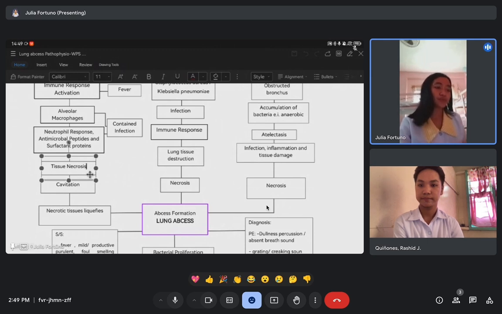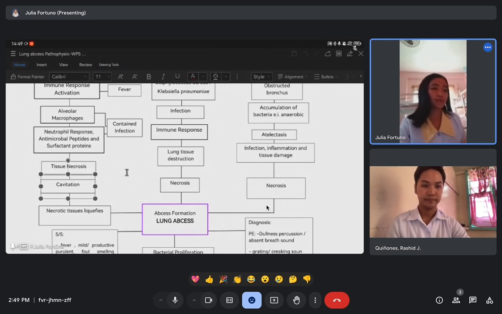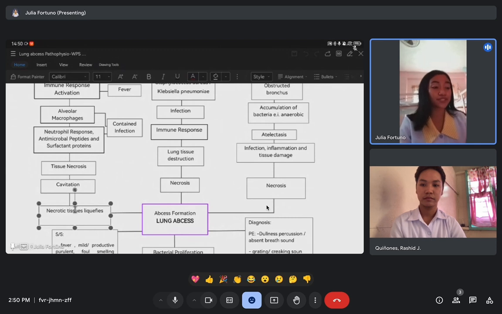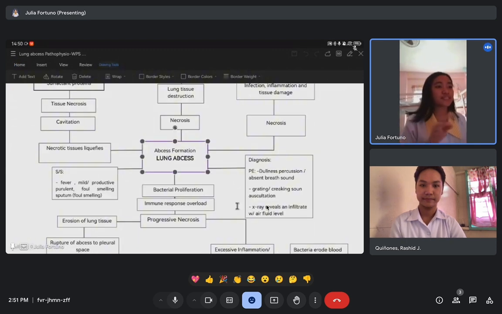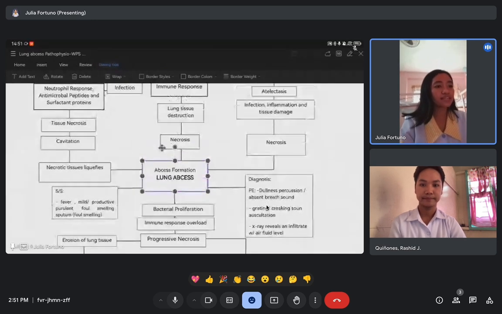When the tissue necrosis occurs, cavitation will follow. Di ba naging hollow, since namatay na ang mga cells or the tissue, it will create a hollow space. During this stage, the necrotic tissues liquefy. As the necrotic tissues liquefy, they fill the cavitation. Then it forms a lung abscess.